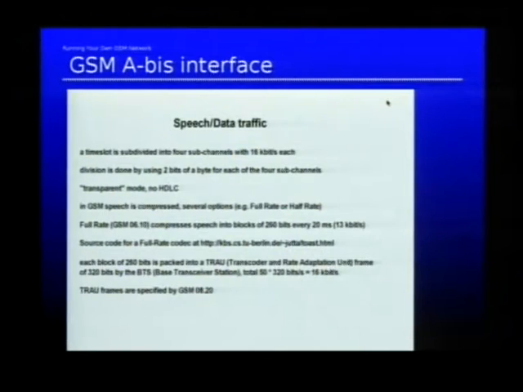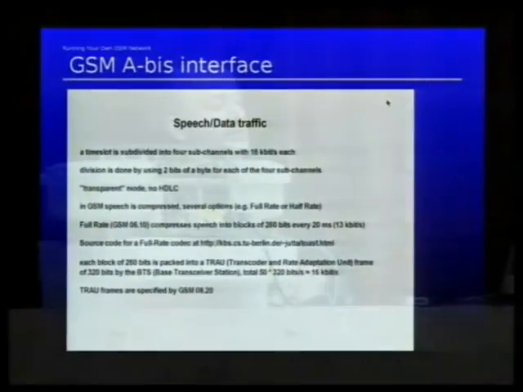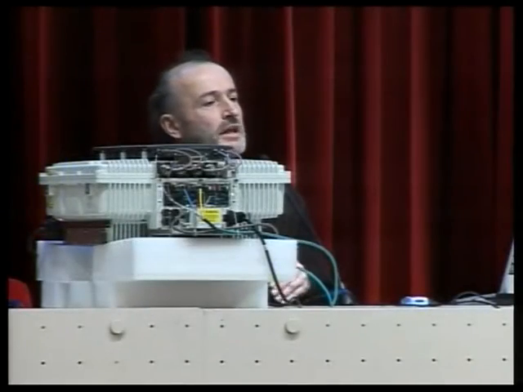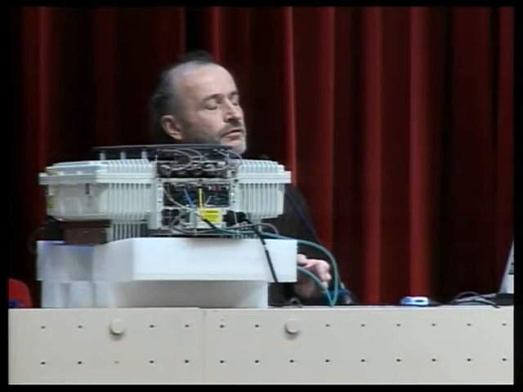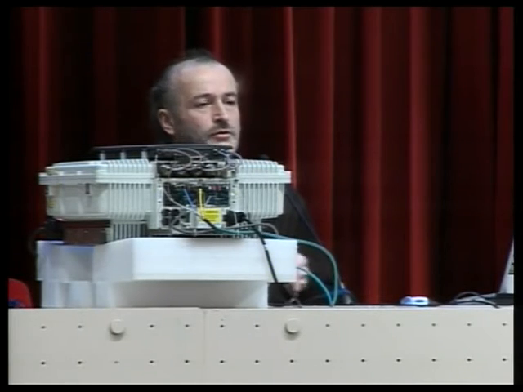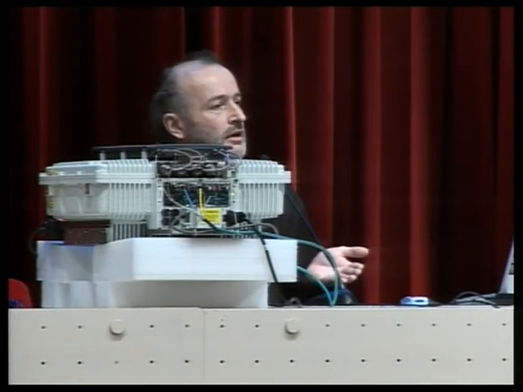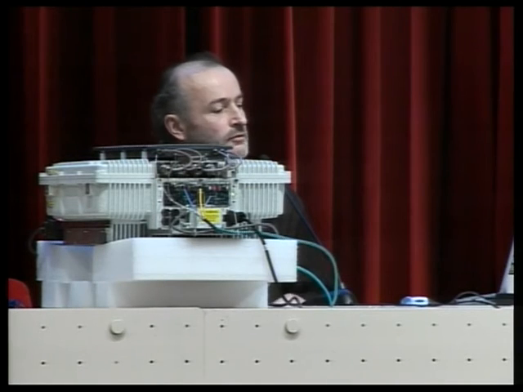So they are put in so-called TRAU frames. TRAU is actually the unit, the transcoder and rate adaptation unit, which sits in the GSM network and which takes care of transferring speech into, for example, ISDN speech, which is then transferred to the local, to the Earth-based network.